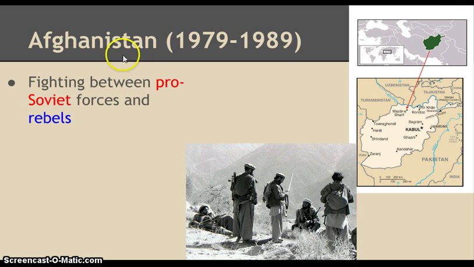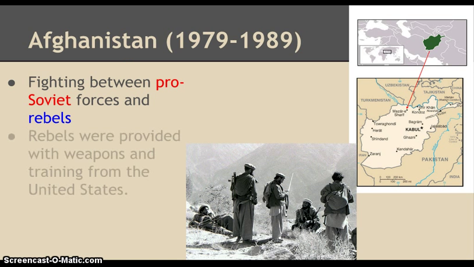Now, this was a conflict between the Afghan government that was pro-Soviet and rebel forces in Afghanistan that were given weapons and training by the United States, right? Like I said, they gave them weapons and training, and they're going to form a resistance movement or a resistance fighting force against the Soviets, till eventually the Soviets just kind of withdraw in 1989, just like we did with the Vietnam War.